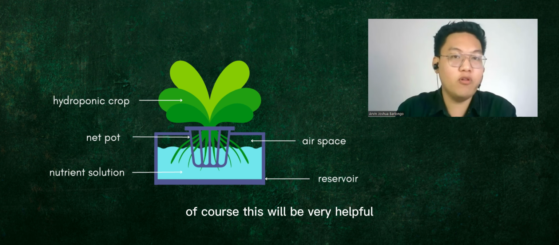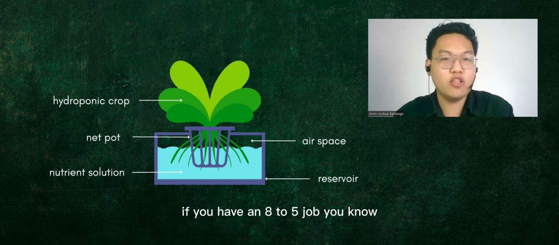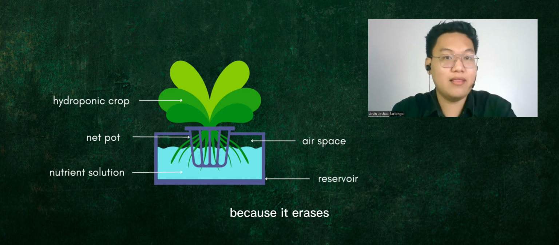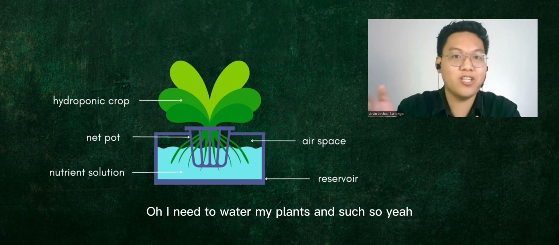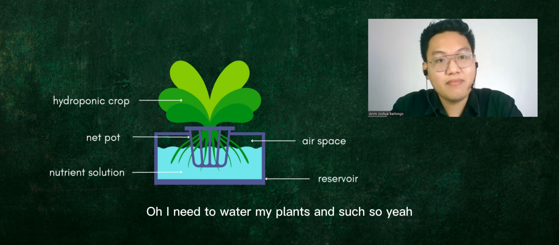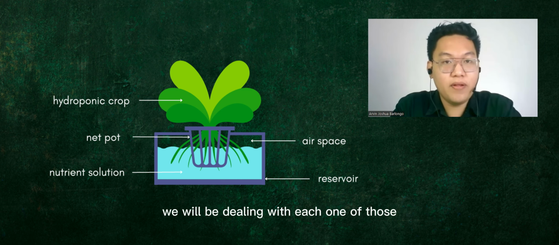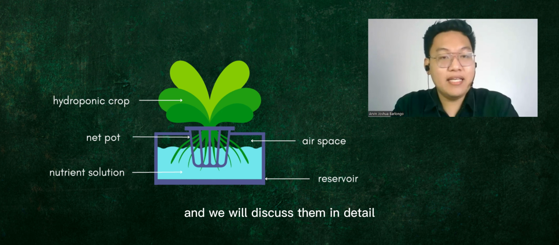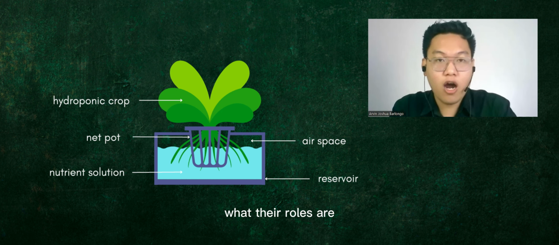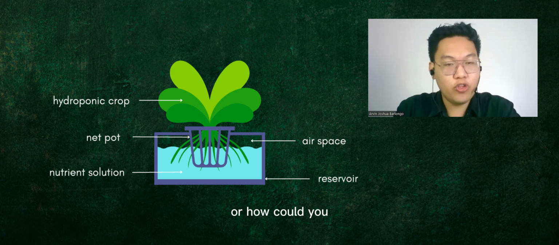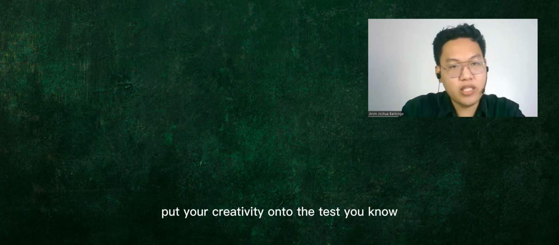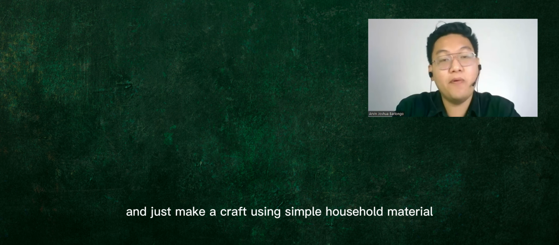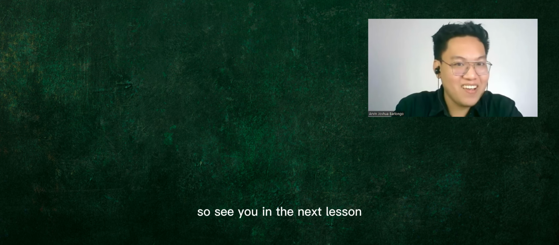Of course, this will be very helpful for those who are really working. If you have an 8 to 5 job, having a hydroponic system will actually help you because it erases the worry that, oh, I need to water my plants and such. So for the next chapters, we will be dealing with each one of those and we will discuss in detail what their roles are, how to purchase them, or how you could put your creativity to the test and craft them using simple household materials. So see you in the next lesson.